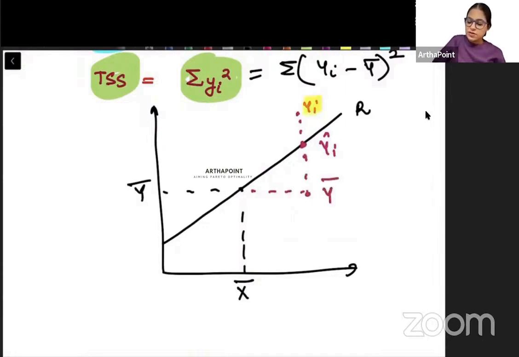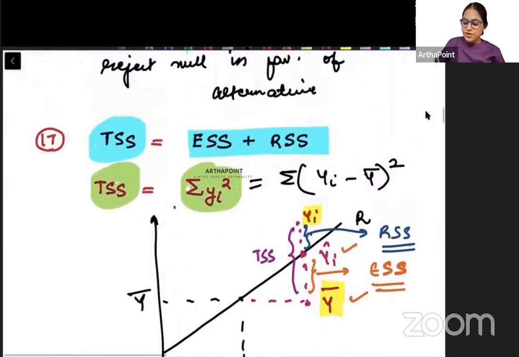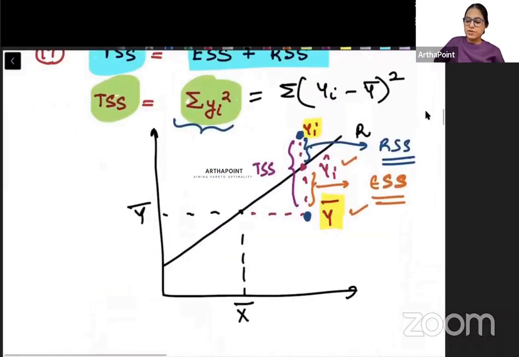So the difference between yi and the mean of y is the total sum of square. The difference between the predicted value and the mean value, this is what you could estimate, so this is the explained sum of square. And the difference between yi and yi hat is the residual sum of square, right? So just remember this graph. When I find the gap between yi and the mean of yi, square it and sum it, that is known as the total sum of square.